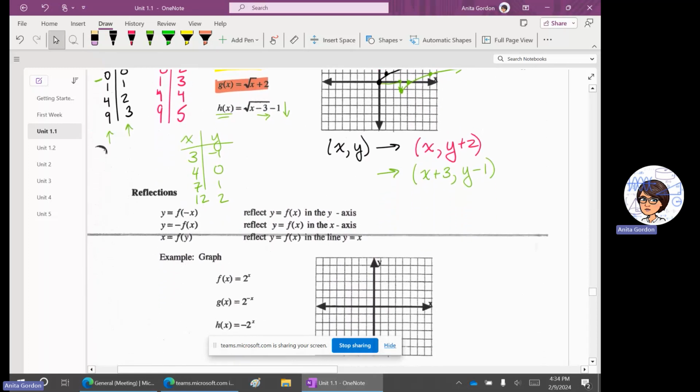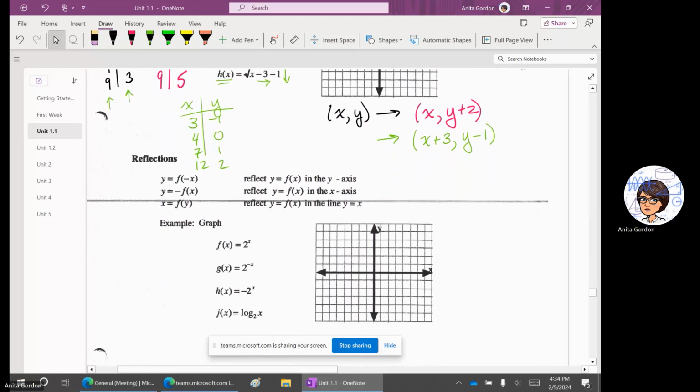When we are talking about reflections, putting a negative next to the x means we are reflecting about the y-axis. Now remember, the y-axis is a vertical line, so this is a reflection backward. That means I'm taking my base function, whatever the coordinates are, and I'm reflecting them about the y-axis. I'm replacing x with negative x, and I leave y alone.